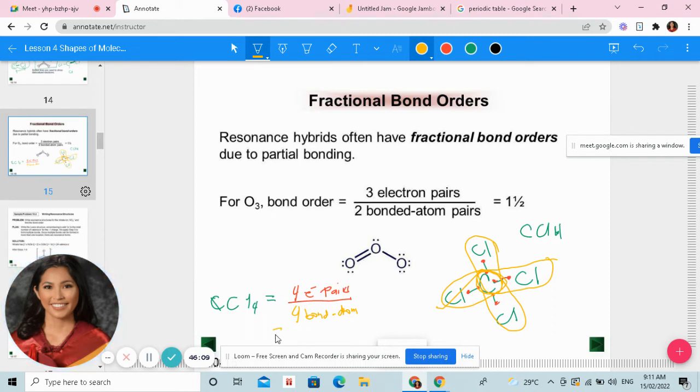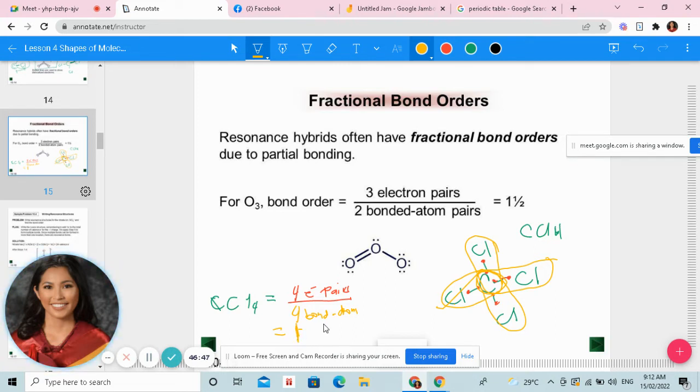what is the bond order? The bond order is equal to one. It is not four. You divide by the four bonded atom pairs, so that is one. You do not just count the number of single bonds. The four electron pairs, you still divide by how many bonded atom pairs there are.